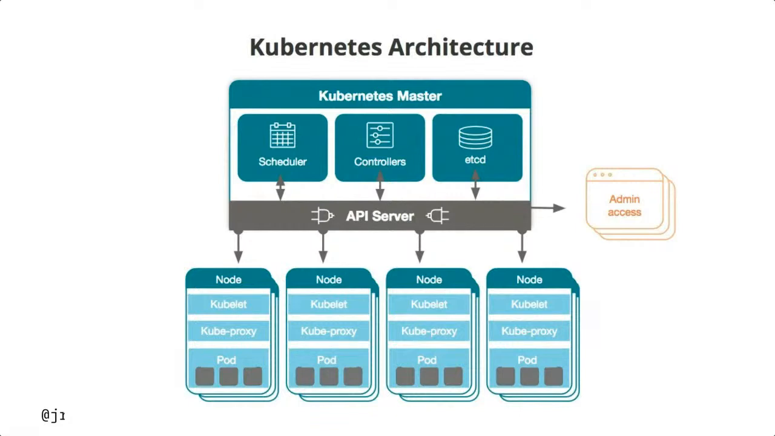Very high level, Kubernetes groups containers that make up an application into logical units for easy management and discovery. So Kubernetes, again, also known as K8, is an open source system for automating deployment, scaling, and management of those containerized applications. So it basically groups containers that make up an application into units to make it easier to manage.